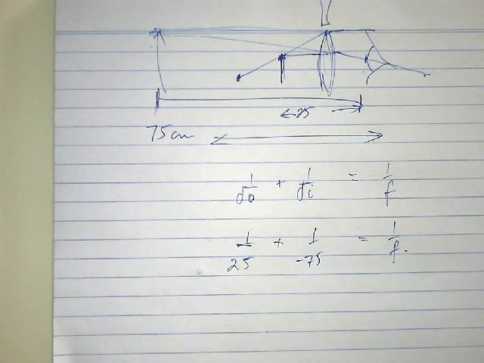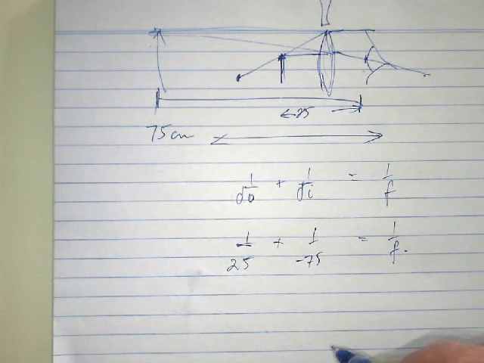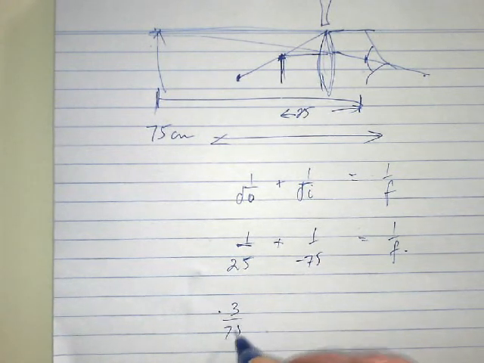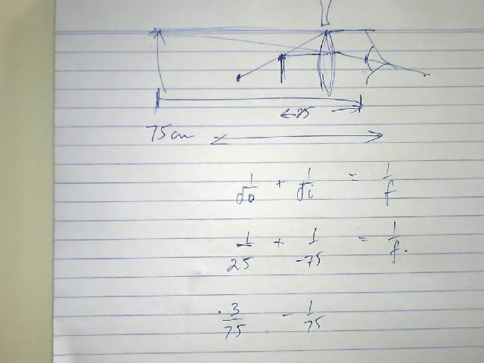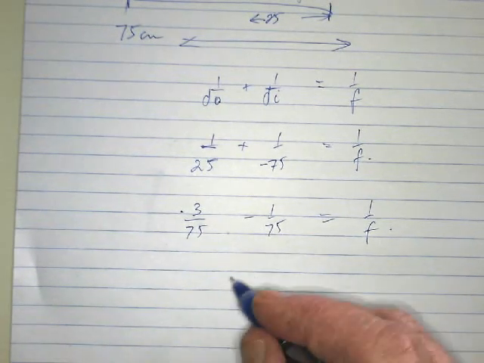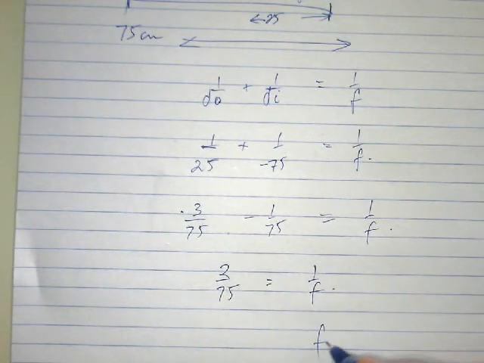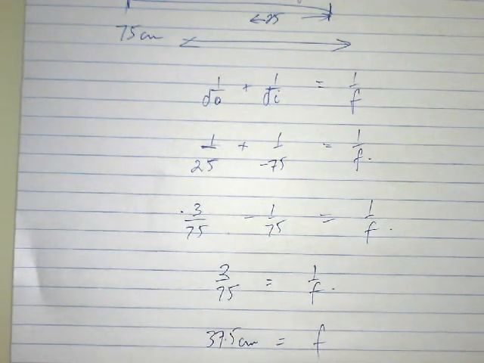Okay, so put this over a common denominator. 1 on 25 is 3 on 75, just multiply top and bottom by 3, minus 1 on 75, equals 1 on F. And 3 minus 1 is 2, so 2 on 75 equals 1 on F. Invert the equation, F equals 75 divided by 2, 37.5 centimetres. That's the focal length of the lens.